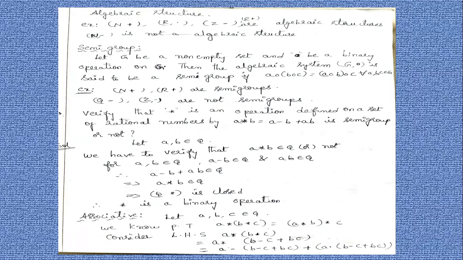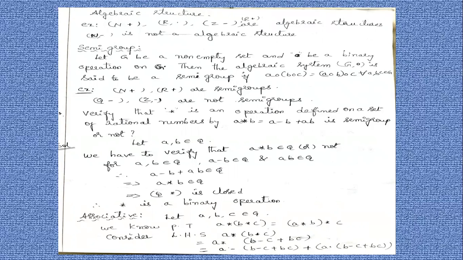Okay. Next, we are moving to the next definition, semi-group. Already we discussed in the above section closure, associative, identity, and inverse. Now we are discussing semi-group. Simply, we can say that a non-empty set is said to be a semi-group if it satisfies the closure and associative properties. Now we are discussing this.